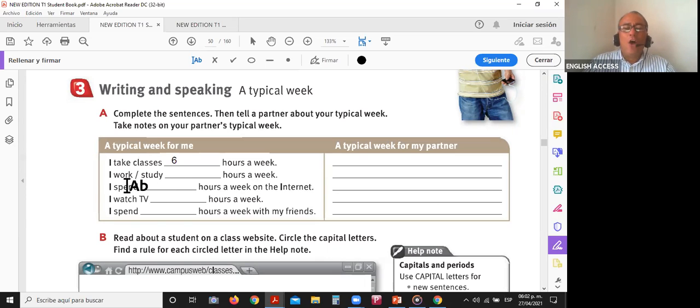On the internet, how many hours do you spend on the internet? How many hours do you spend watching TV? I watch TV maybe 20, maybe 40 hours a week. Or I spend hours with my friends. How many hours do you spend with your friends? Maybe chatting, or maybe playing games on the internet. How many hours? Write down the hours you spend doing these activities.